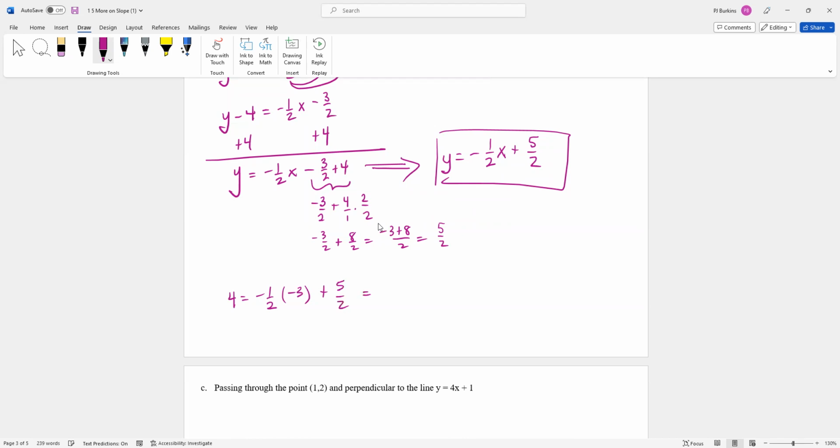Okay. So -1 times -3 is 3. So we have 3/2 plus 5/2. That's 8/2, which is equivalent to 4. So indeed, this equation does pass through the point (-3, 4). So this is the equation we were looking for.